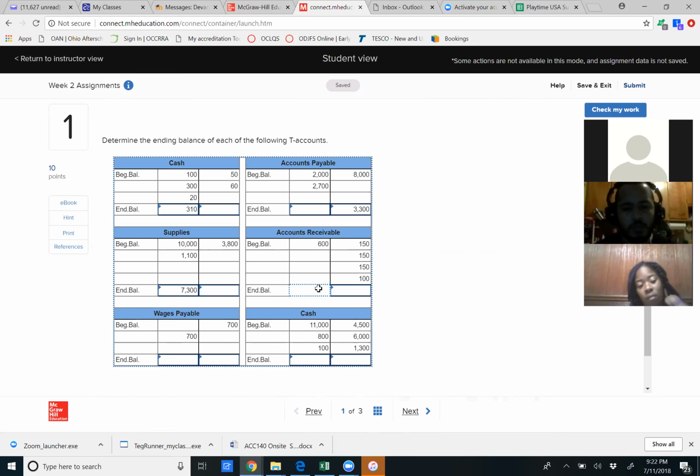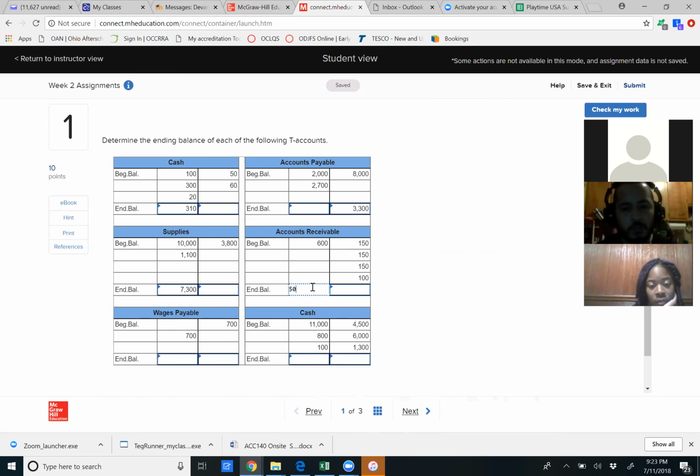All right. The next one is going to be 150 plus 150 plus 150 plus 100. So that balance is 550. We compare it to the 600. So which side is it going to be on, right or left? The right balance is 550. The left balance is 600. Since the 600 is larger, we have $50 left. So 600 minus the 550 is $50.